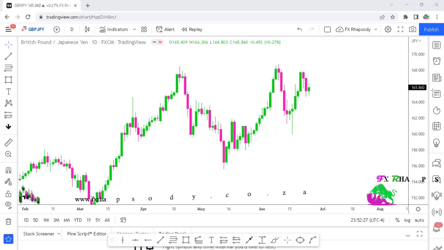Today we're doing analysis on two Japanese yen pairs. It's going to be the British pound Japanese yen and then also the US dollar Japanese yen pairs.